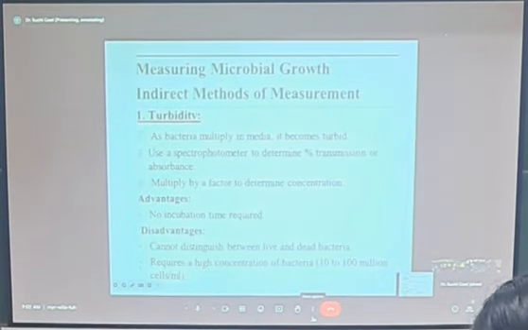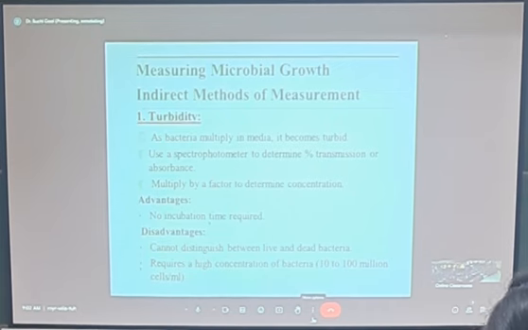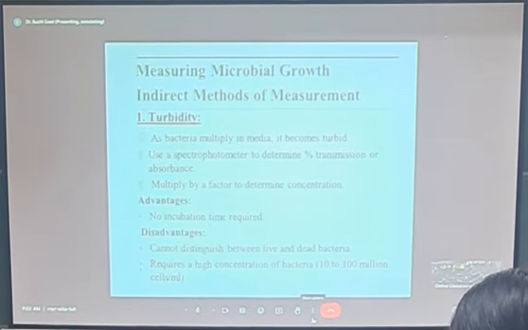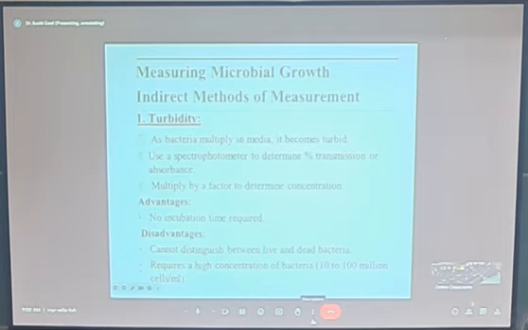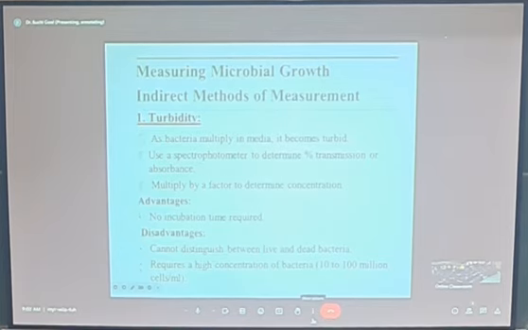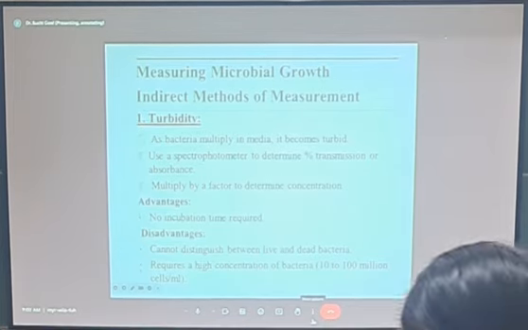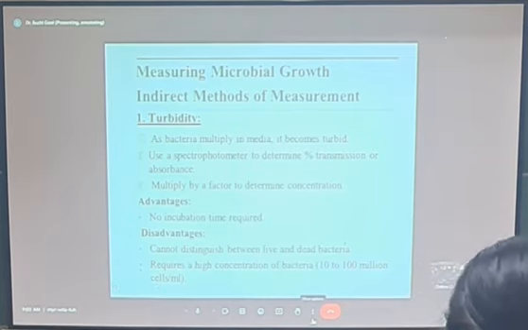So what are the advantages? You don't need incubation. If you are growing a culture, you can monitor your growth in real time. If you inoculate in the morning, you can see, okay, after 2 hours my OD is this, after 4 hours my OD is this, so I can monitor the growth in real time.